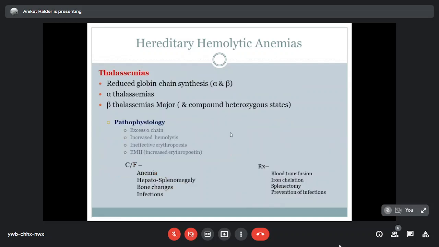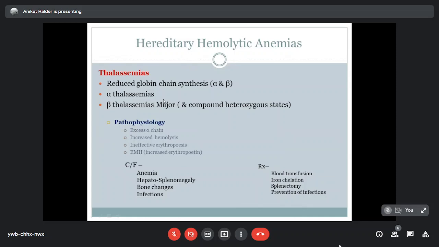In hereditary hemolytic anemias, thalassemia is a very important cause where there is hypersplenism. This hypersplenism is also mainly due to reduced globin chain synthesis. So this hypersplenism is secondary to these inherent defects in the red cell, in the production of the red cell components. There is reduced globin chain synthesis. In the alpha thalassemias there is usually gene deletion, whereas in beta thalassemia there is point mutation.